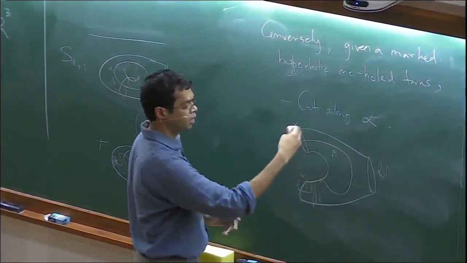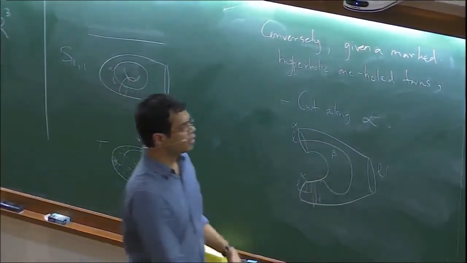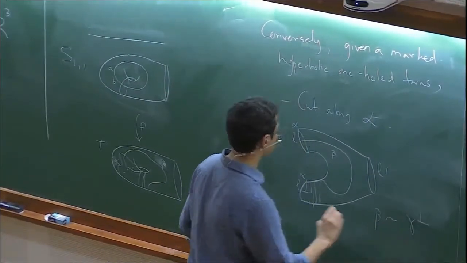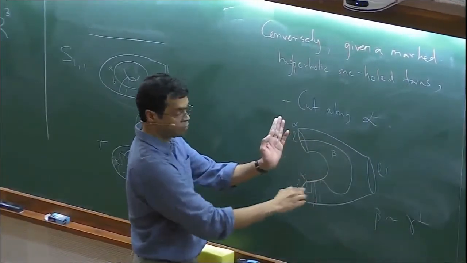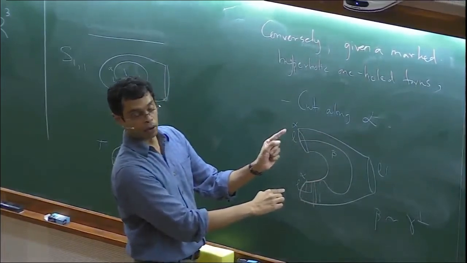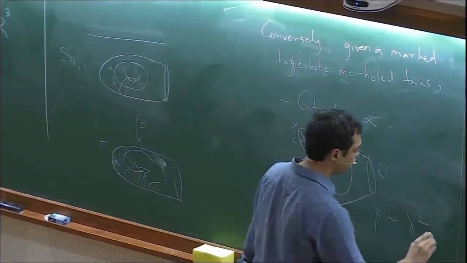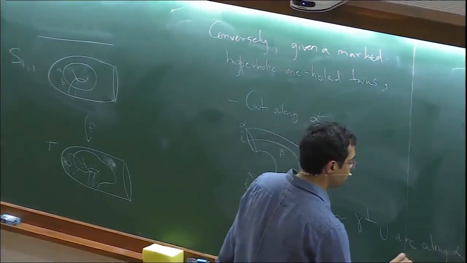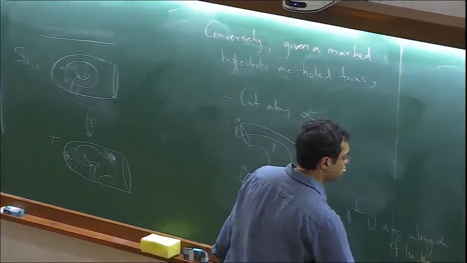So that's what beta after cutting looks like. Well, this beta is going to be homotopic to gamma perp. This hyperbolic pair of pants would have a perpendicular geodesic between the boundaries. It would be homotopic to the gamma perp union some arc along alpha of length t.